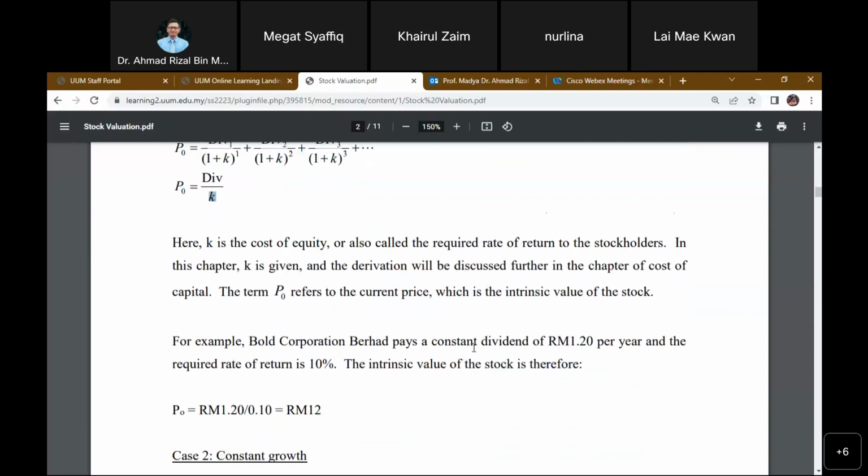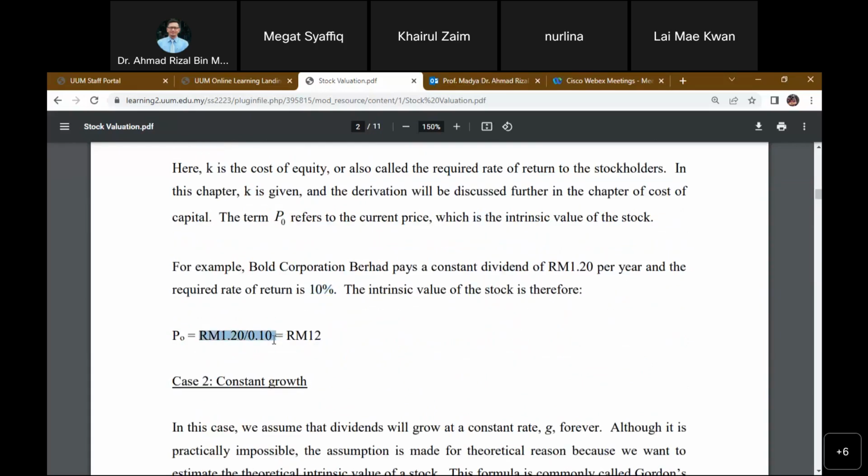What would be the theoretical value of the stock that pays this dividend with this required rate of return? For example, this company pays a constant dividend of $1.20 per year. So you know it's a perpetuity. Constant dividend means zero growth. The required rate of return is 10%. So the intrinsic value of the stock is simply 1.20 divided by 10%, which is $12. If the stockholders require a 10% rate of return, and this company pays a dividend of $1.20 in perpetuity, the intrinsic value is $12.